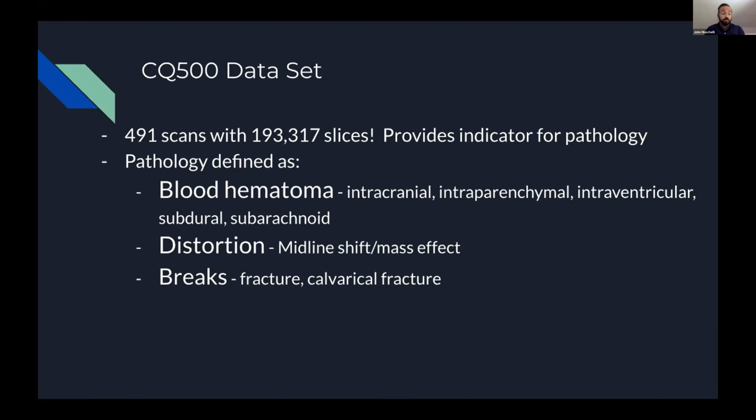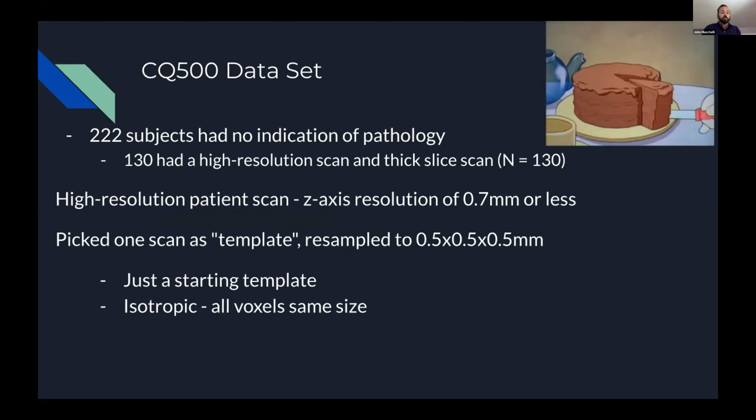Also, you can have distortions, right? Sometimes people have tumors, sometimes people have problems in their brains, and they'll have midline shifts or mass effects, or some distortion in their brain. And also breaks, right? A lot of people come into the ER because they bump their head, and a lot of the breaks in this data are skull fractures. So out of the 491, 222 of them had no indication of pathology. This was done by 3 different radiologists.